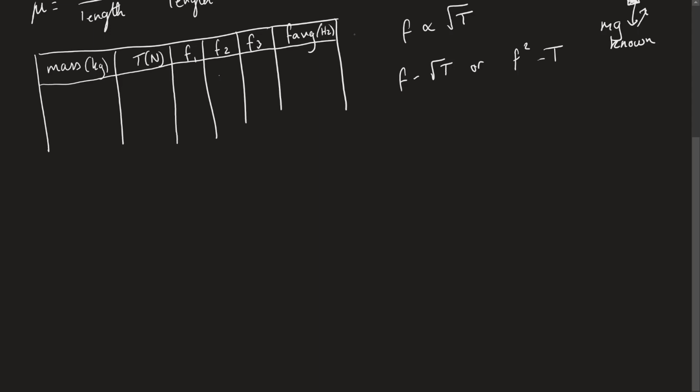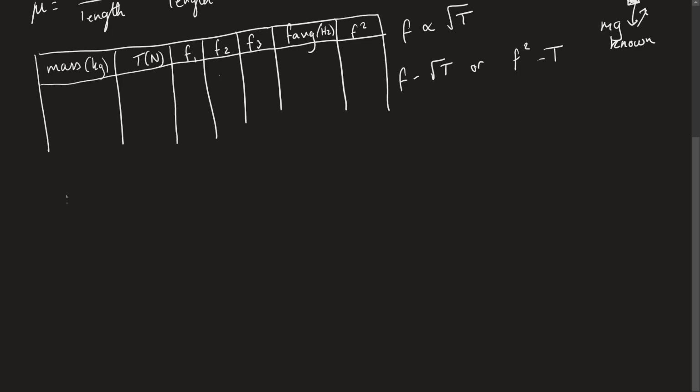In this case, I'm going to do an extra column for f squared, but you'll find that it will be identical to if you did an extra column for the square root of t. Now, the reason I've done this is I'm assuming this equation is right. This is the assumption I'm making in order to design this experiment. The whole point of what I'm doing now is to verify that this equation is correct, and these two are directly proportional to each other.